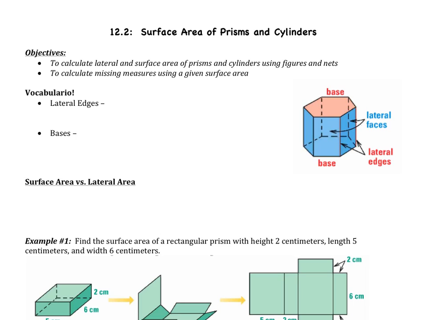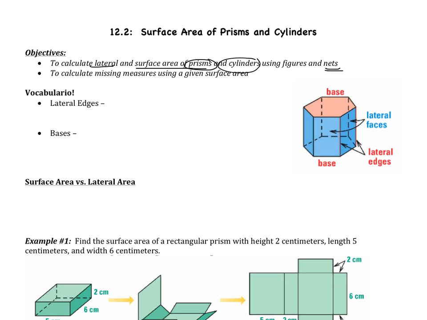The first one is to calculate lateral and surface area of both prisms and cylinders. We're going to use actual figures, and then we're going to use something called a net, which we'll learn about in a few minutes. And then we're going to calculate missing measures using a given surface area. So that's working backwards.